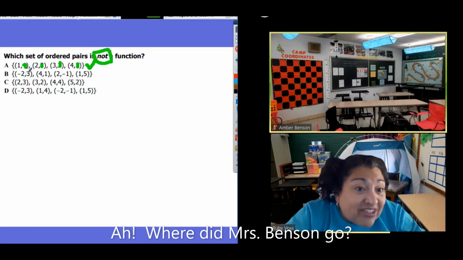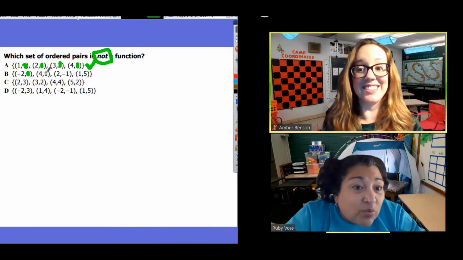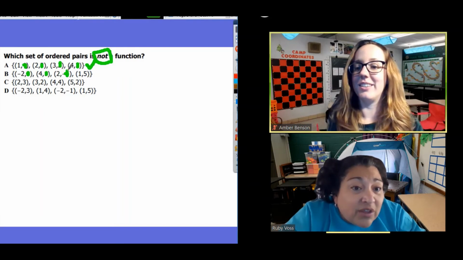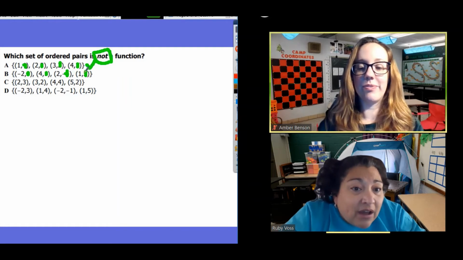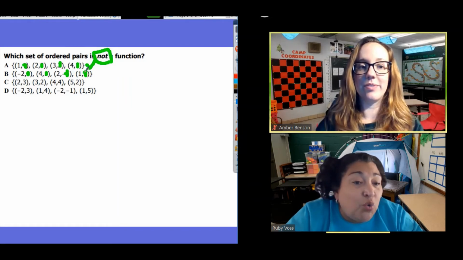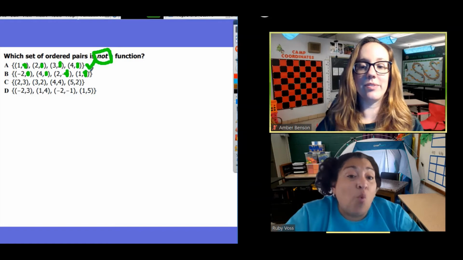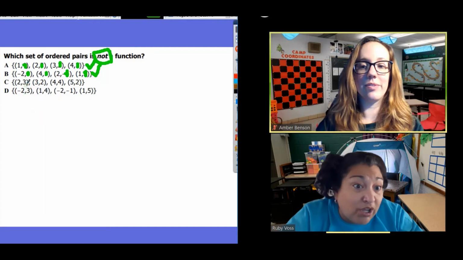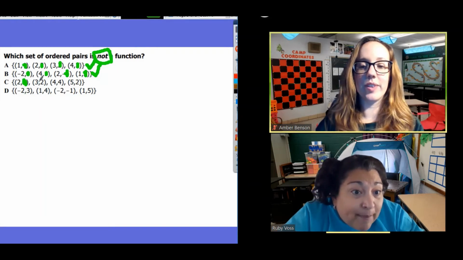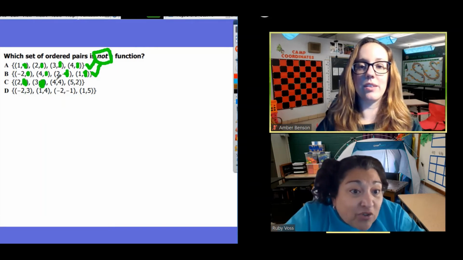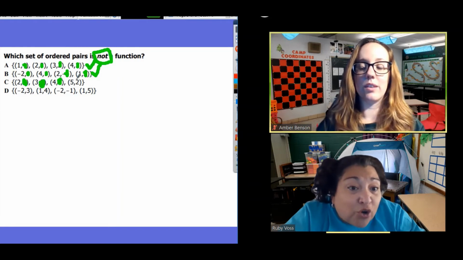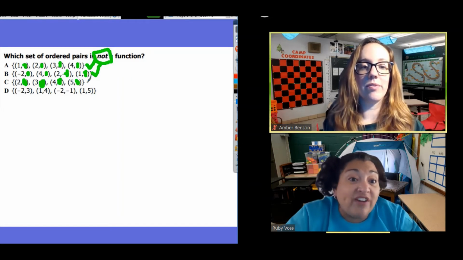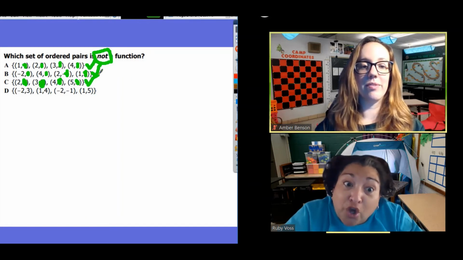So let's look at the second one. I'm going to mark out the y's because we don't want to deal with them. All right, x values, -2, 4, 2, and 1. Those are all different, so that is a function. So that's not the one we're looking for. So for C, I'm going to mark out the y values again, because y values do not matter when we're looking for a function. It's all about the x's. 2, 3, 4, and 5 are all different, so that is also a function.